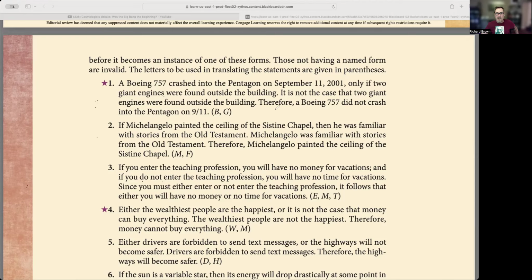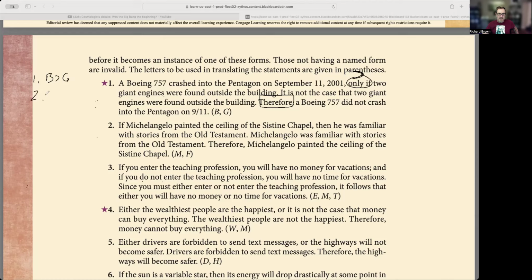Okay, so a bit of a weird example, but nonetheless, we can analyze it. So here we have the word therefore, so we know what the conclusion here is. We see the words only if here, which means that's a horseshoe. So we know this from before. So the first premise here says, if we use B to stand for a Boeing 757 crashed into the Pentagon on September 11th, and G for 2 giant engines were found outside, then we simply have B horseshoe G.